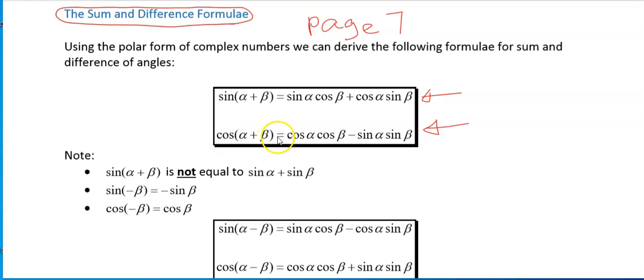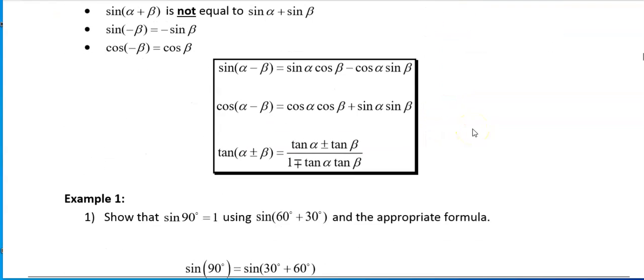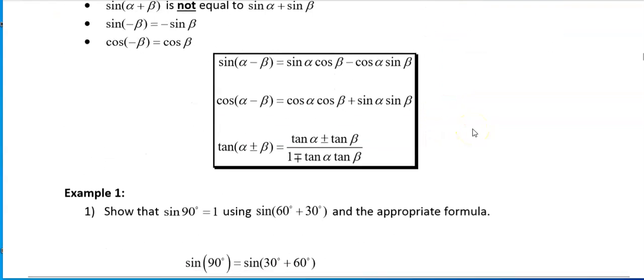There's the addition formula for cosine. There's another little box about halfway down page 7 right here. Here's the difference formula for sine and the difference formula for cosine. Again, they're provided. You don't have to memorize them. And they've also got the sum and difference formula there for tangent, but you may notice they've actually combined them so that it looks like one formula, but it's really two.